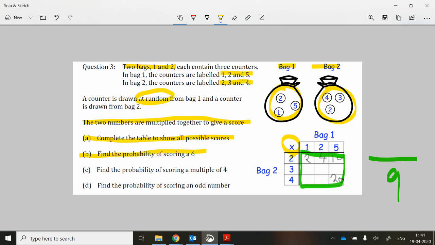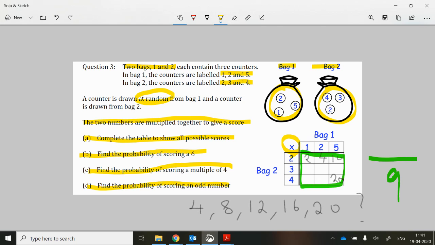Question 3, part C rather, it says find the probability of scoring a multiple of 4. Think about the multiples of 4. You should have 4, 8, 12, 16. They're just numbers in the 4 times table. So how many of those numbers are in your table out of 9? And finally, find the probability of scoring an odd number. Well, you know what odd numbers are. You can find those things there yourself.